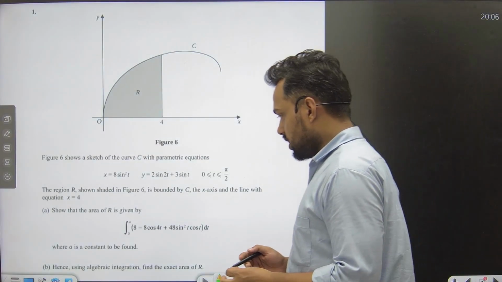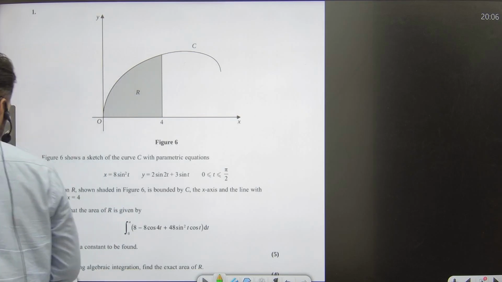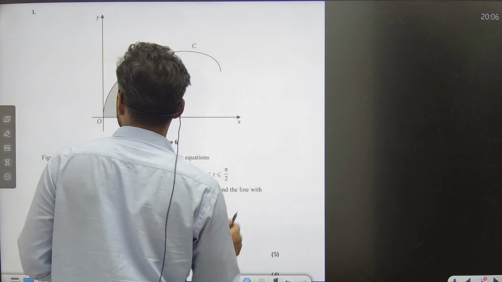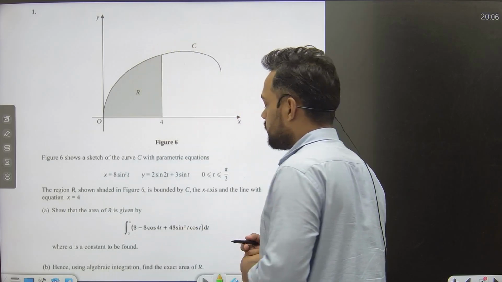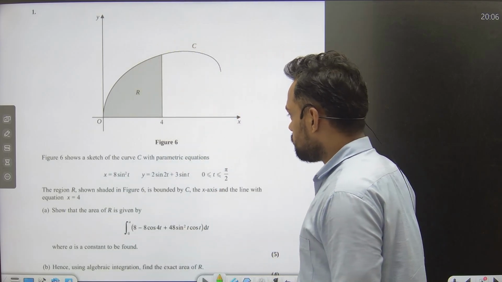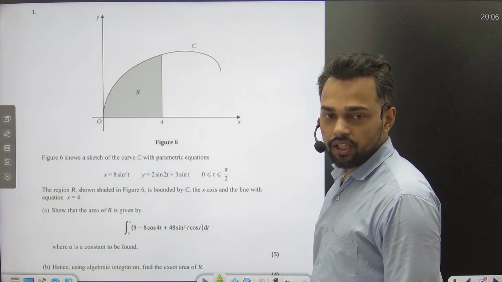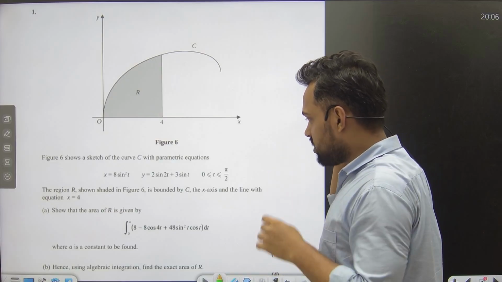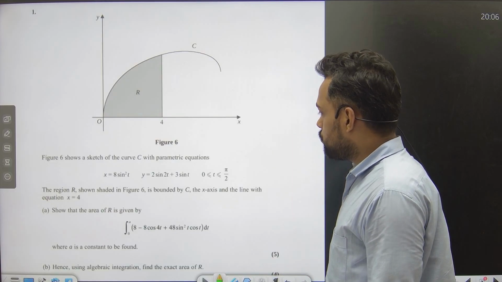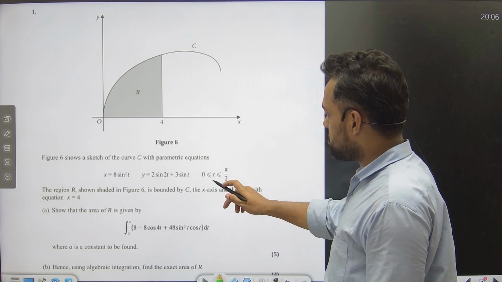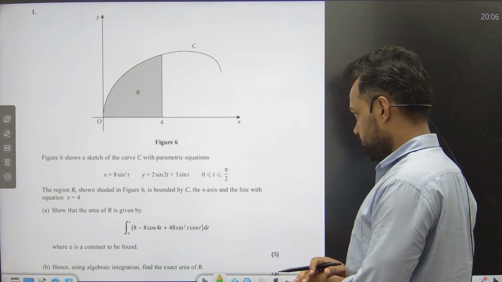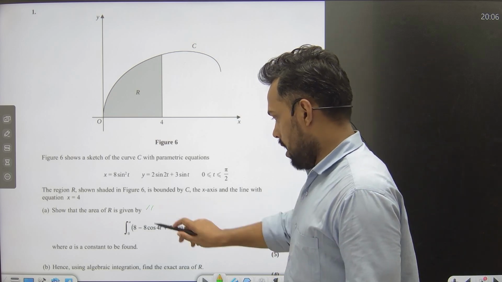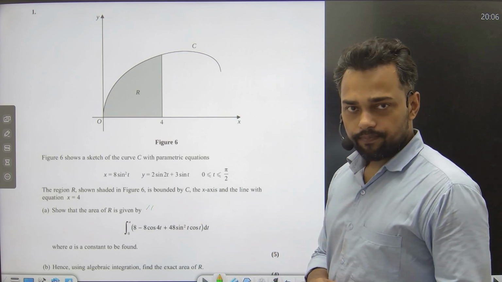So let's start by doing the first question. They have given us an area in the figure, a sketch of the curve C with parametric equations x equals 8 sin squared t and y equals 2 sin 2t plus 3 sin t, with t lying between 0 and pi by 2. Show that the area of R is given by this particular equation.